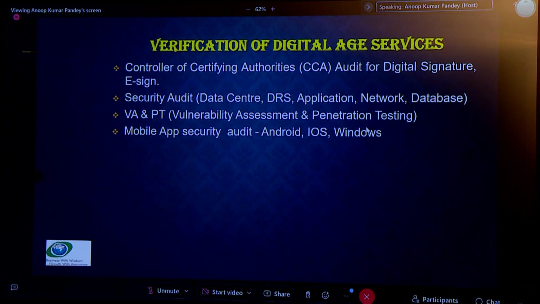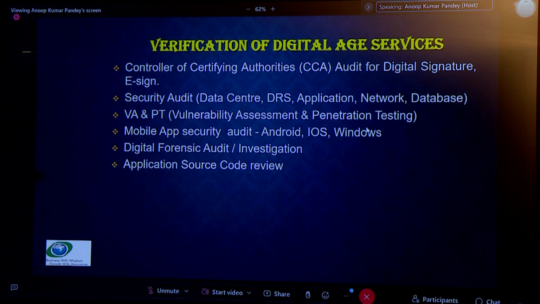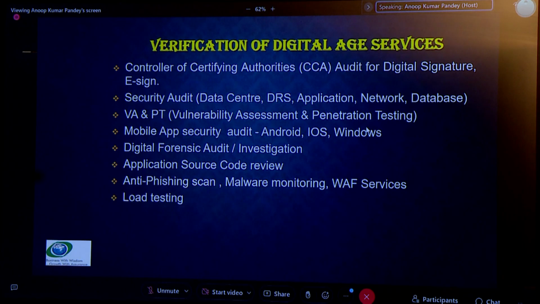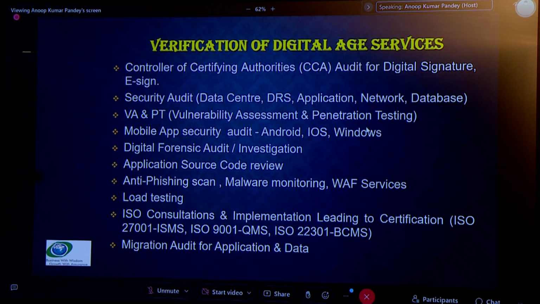Then exposure on security audits: VAPT, mobile, and then forensic, because if any fraud is happening, you should be able to understand the fraudulent angle also. So they asked whether we have forensic audit exposure. Application source code review, because sometimes you may have to look at the source code to find out. Anti-phishing, because there is one criterion that the CA should put on their website a way to inform the vendors of any phishing issues they find. So, have you done that anti-phishing scan?